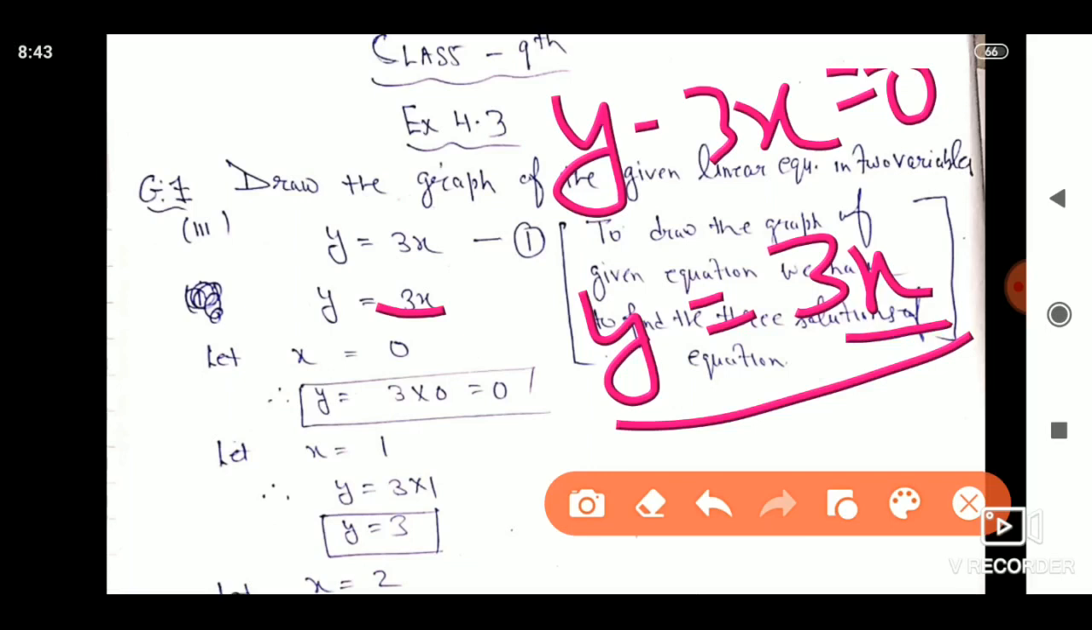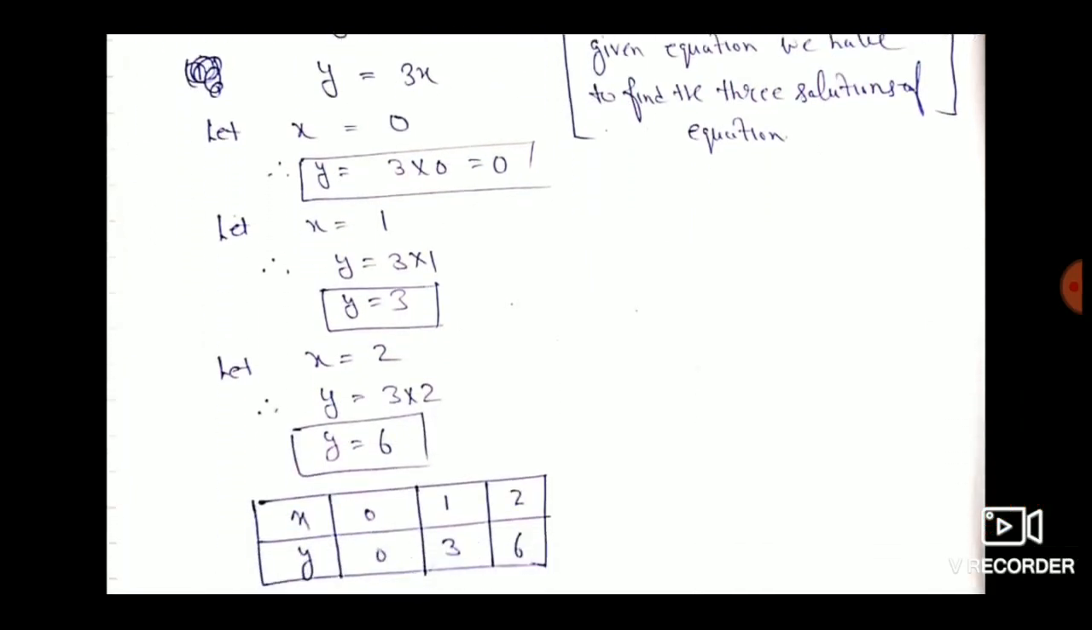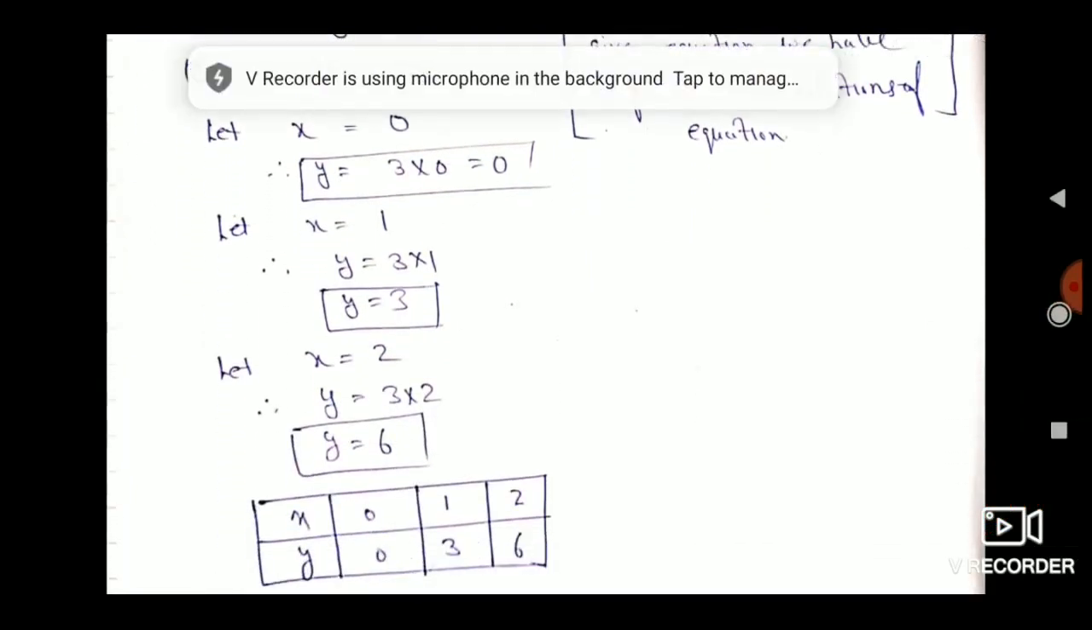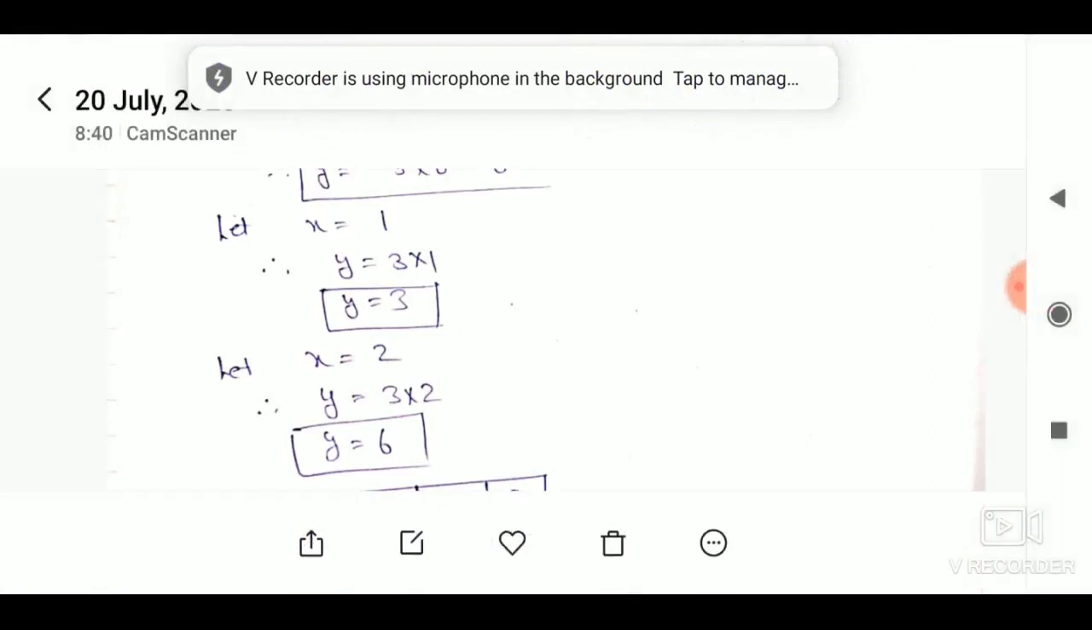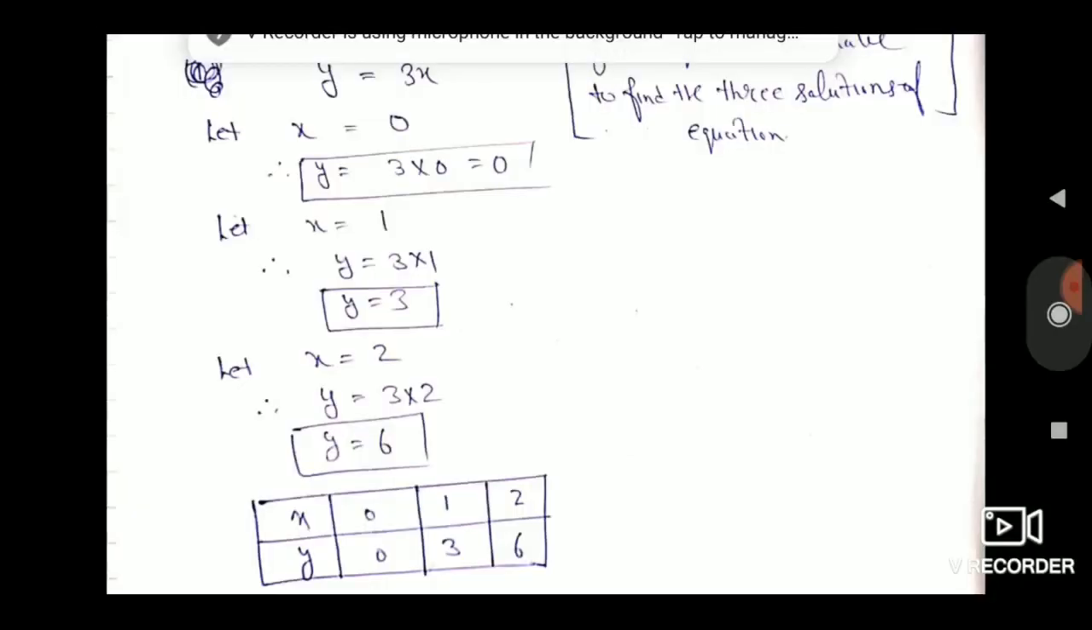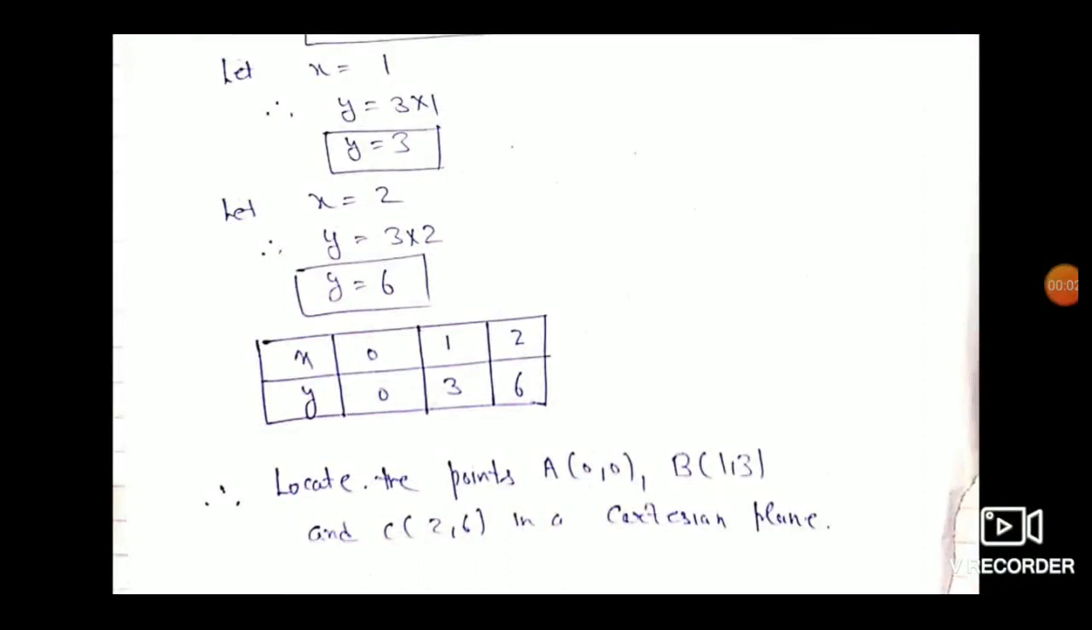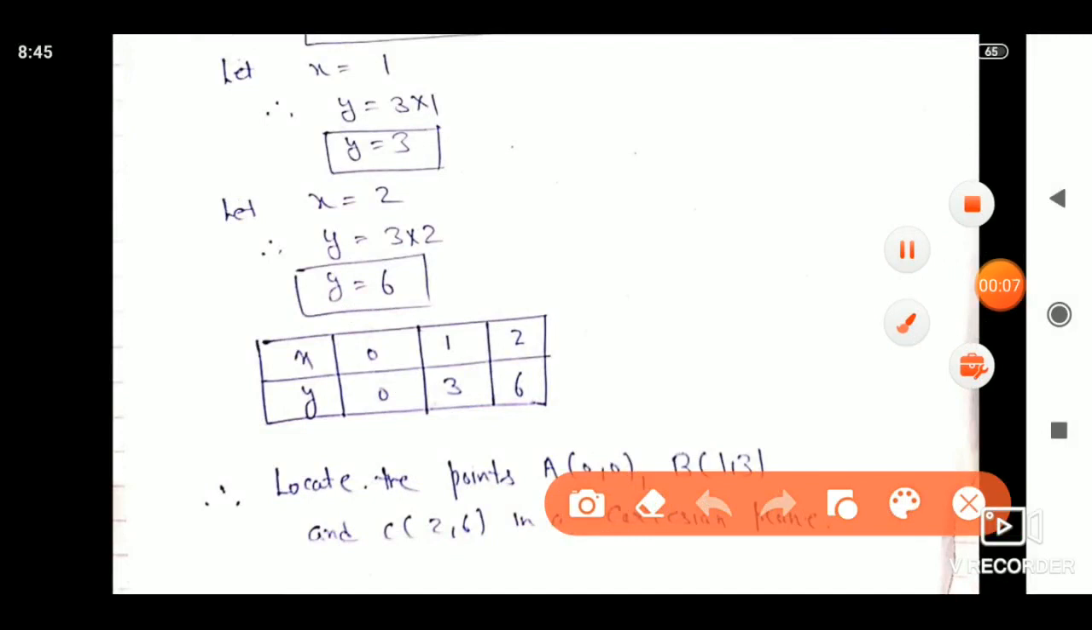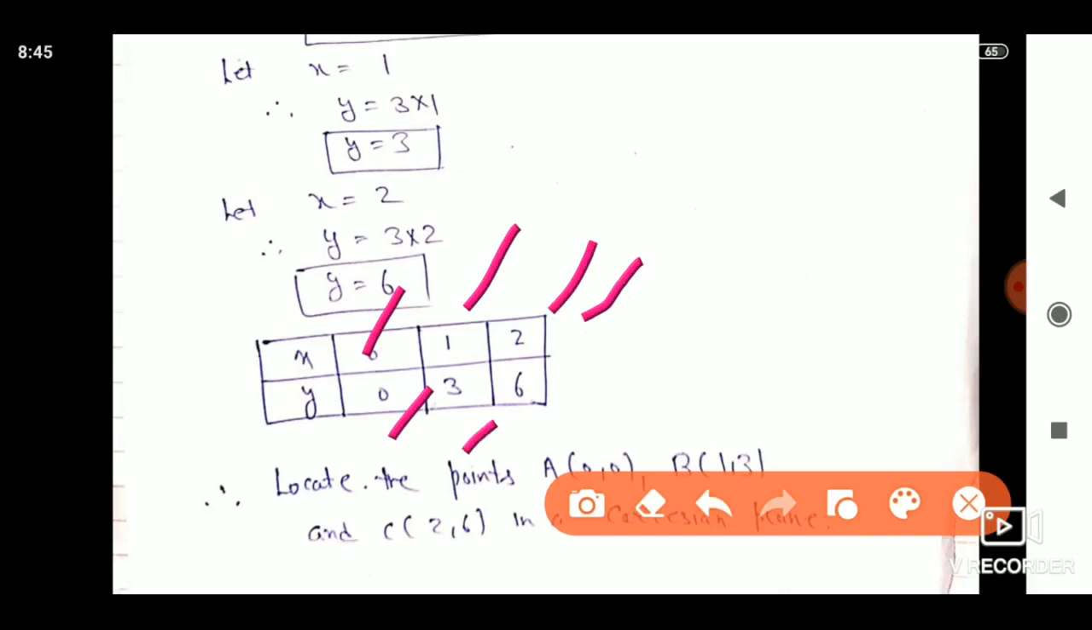So first, if we put x is equal to 0, we get y is equal to 0. Then substitute x is equal to 1, we get y is equal to 3. When we substitute x is equal to 2, we get y is equal to 6. So write the given solutions in tabular form. When x is 0, y is 0. When x is 1, y is 3. When x is 2, y is 6. So we have these three solutions.